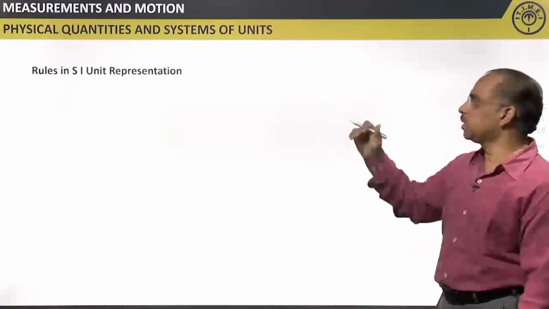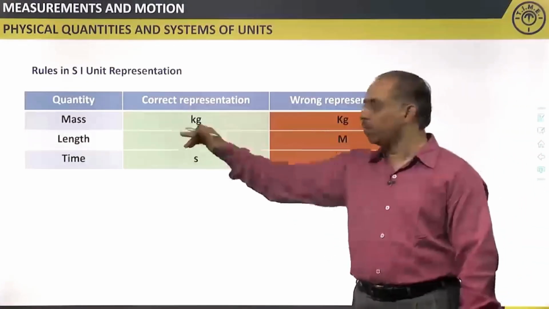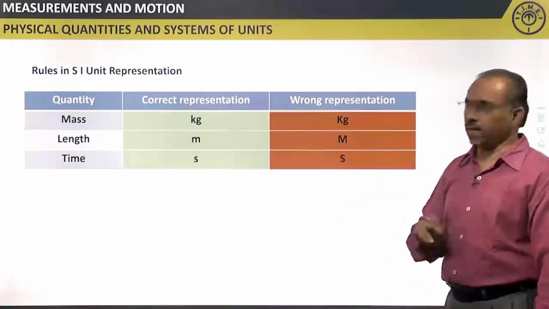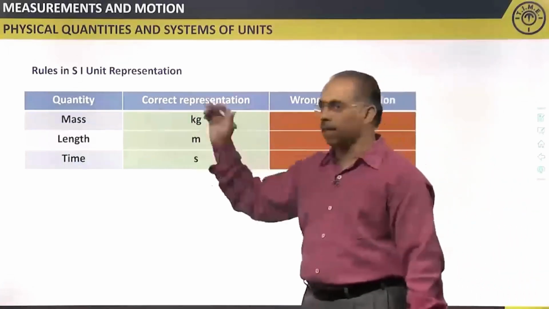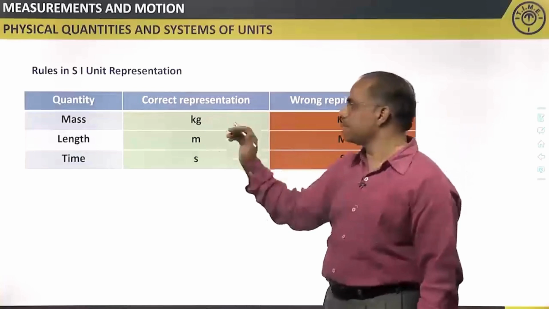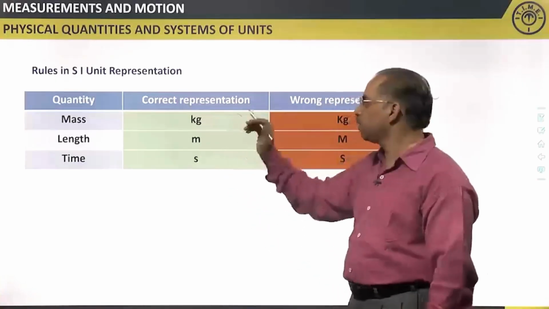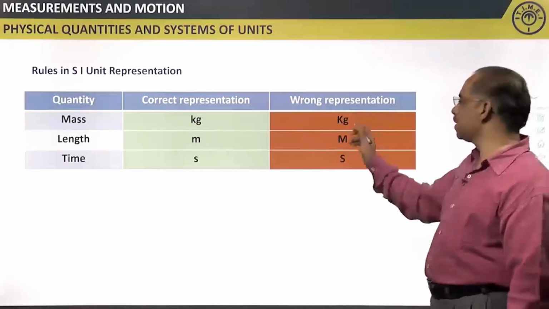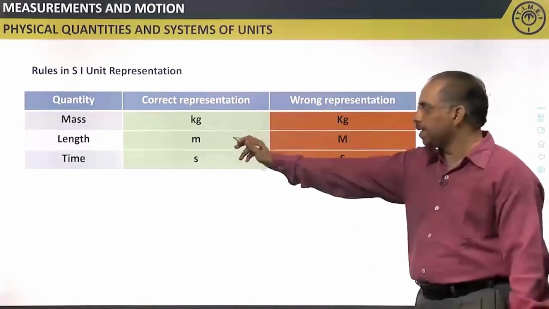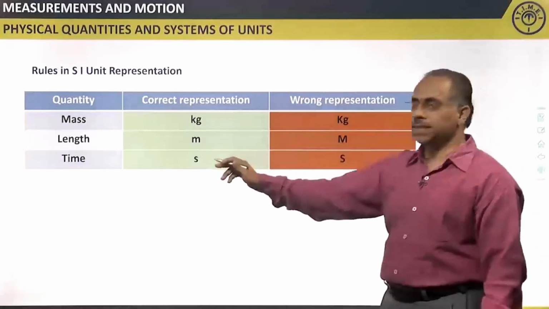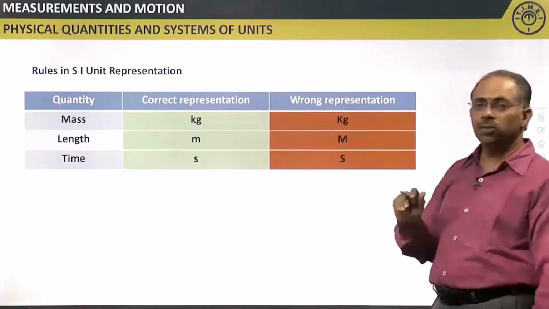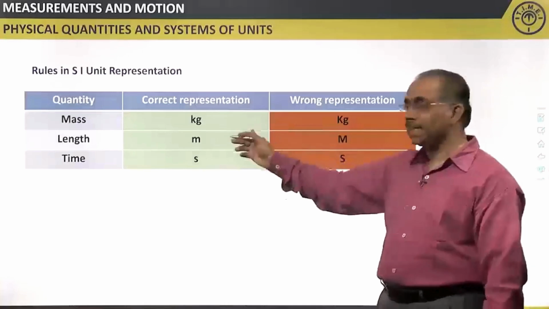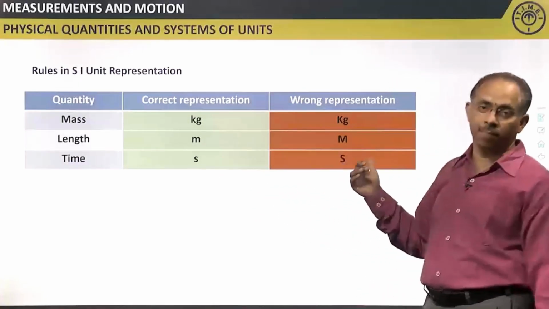Here, for the first rule, I am taking some physical quantities, their correct representation and their wrong representation. Just observe this. First one is mass. The correct representation is kg, k in the lowercase, g in the lowercase, and here is the wrong representation. Length is there, m and M. Time is there, s and S here. Do you identify any difference between the correct representation and the wrong representation?